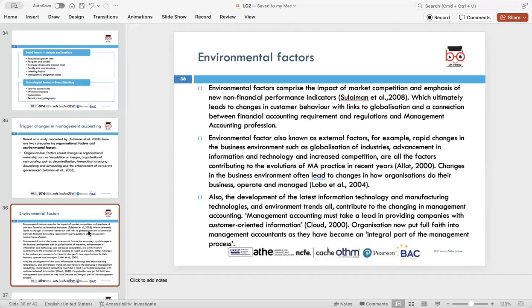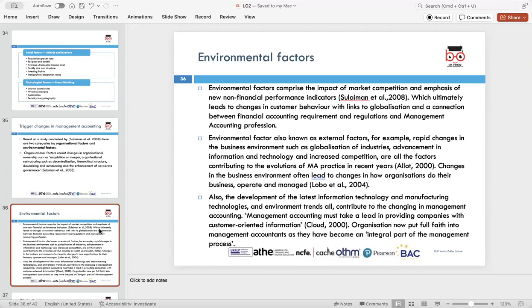Environmental factors, the impact of market rivalry, and the emphasis placed on new non-financial performance metrics comprise environmental factors, as stated previously. This in turn results in alterations in the behavior of customers, which can be linked to globalization and a connection between the requirements and regulations of financial accounting and the profession of management accounting.